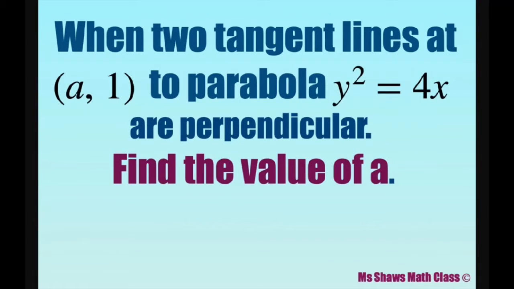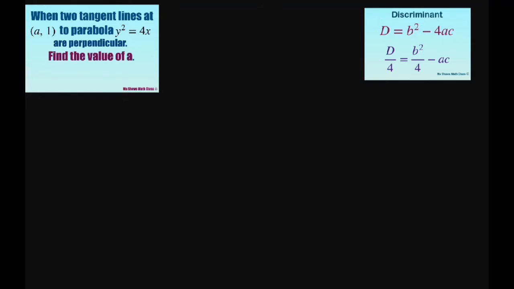Everyone, when two tangent lines at point (a, 1) to the parabola y squared equals 4x are perpendicular, we're going to find the value of a, our x value there.